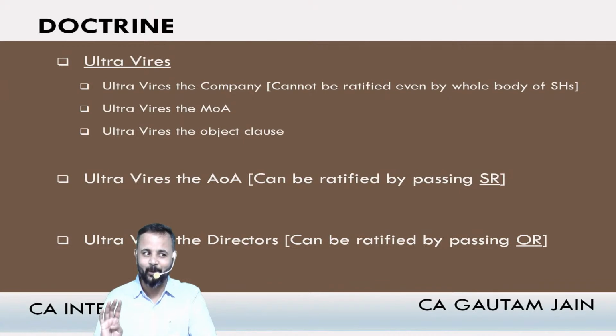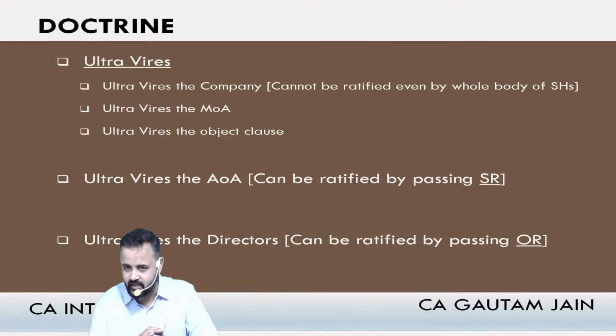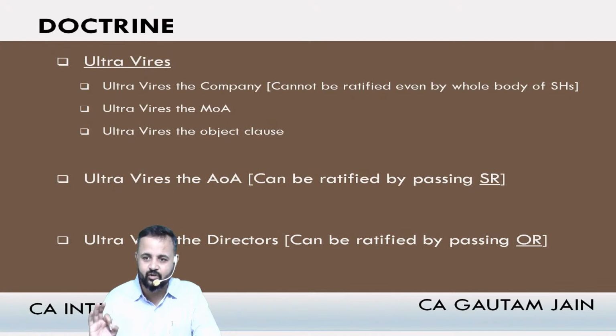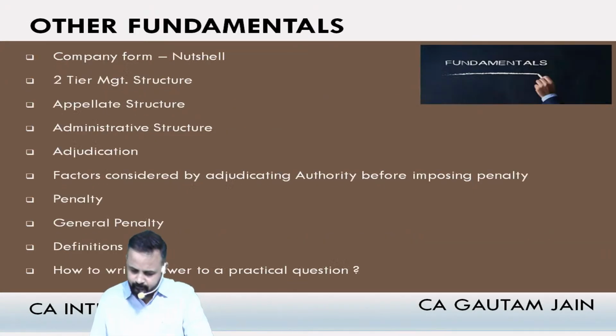So all these 4 are one and the same, right? Ultra vires the company, ultra vires the MOA, ultra vires the object clause. Can it be ratified? No, even by the whole body of shareholders it can't be ratified. Whereas something which is ultra vires the articles can be ratified by passing a special resolution in general meeting. Same way, if I talk about ultra vires the directors, it can be ratified by passing an ordinary resolution in general meeting, of course, isn't it?